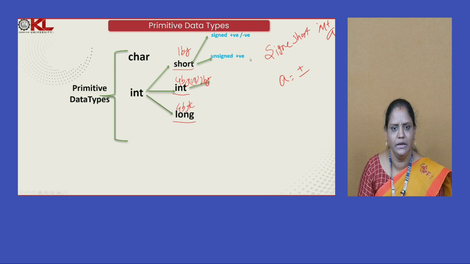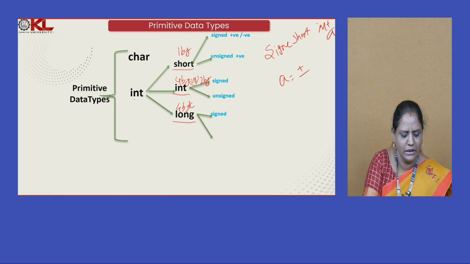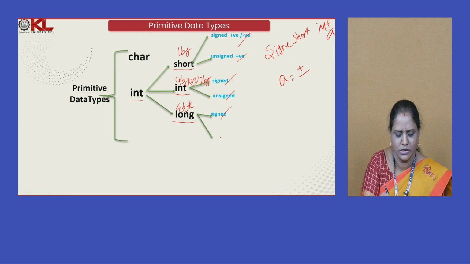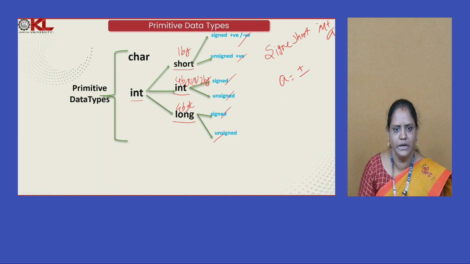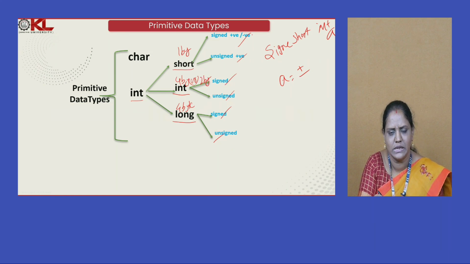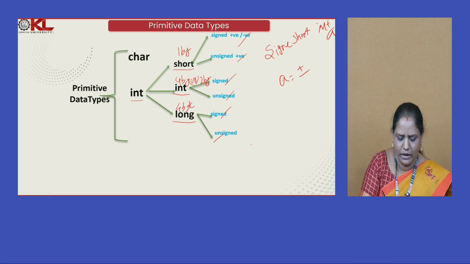Next, again in int we have signed and unsigned. In long int, again we have signed and unsigned. So totally we can say that under integer we have 6 types of integer values we can store: short int 2 categories, int 2 categories, long int 2 categories. Signed means both positive and negative values, unsigned means only positive values. Here, for example, I am going with short int. The same thing you can apply with long int and int.